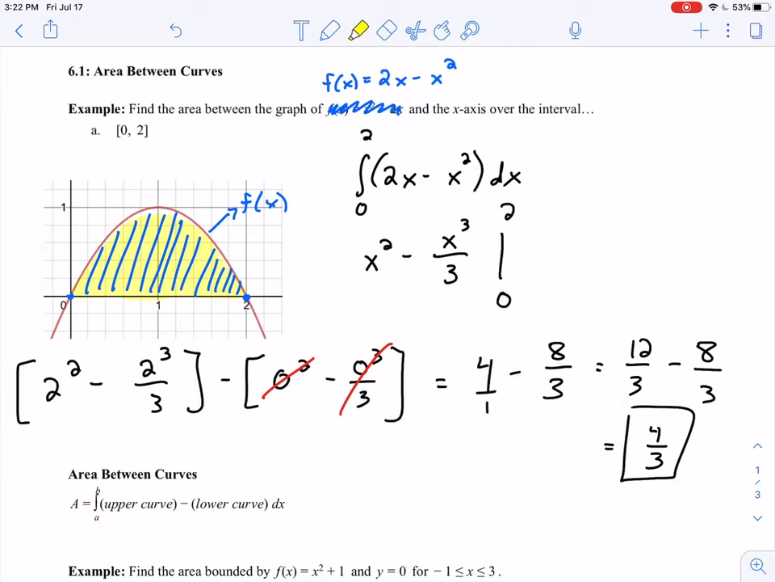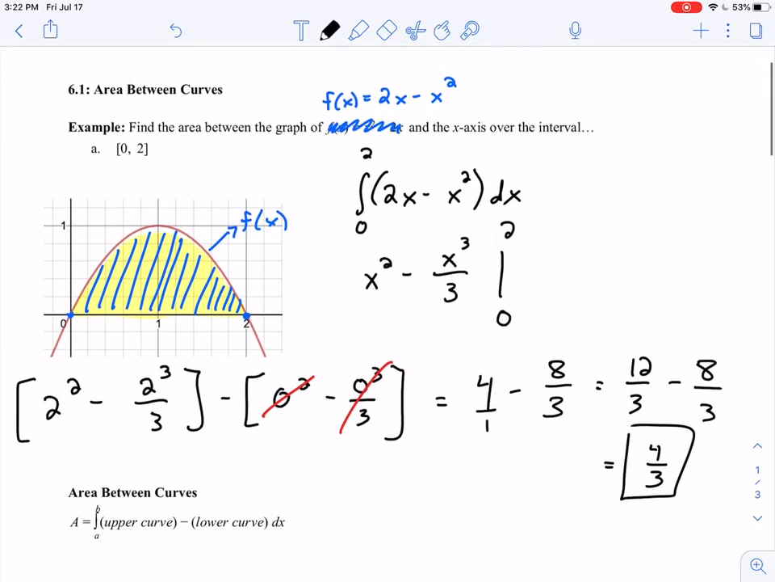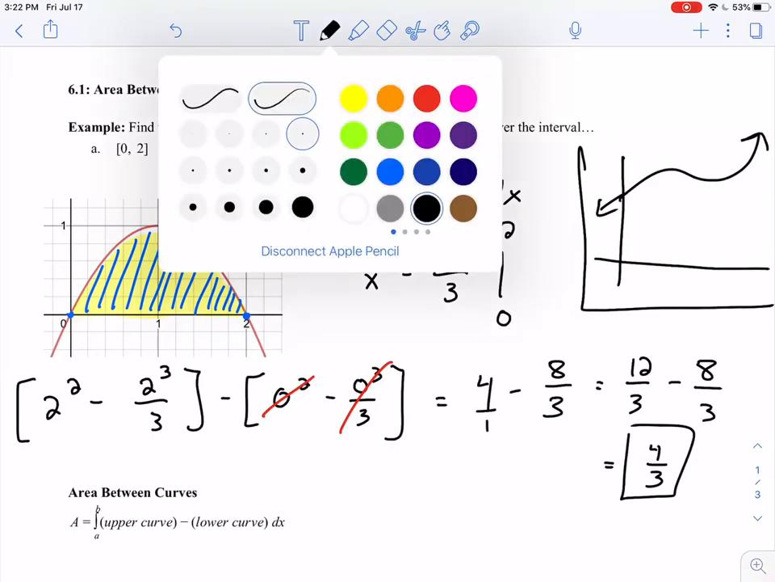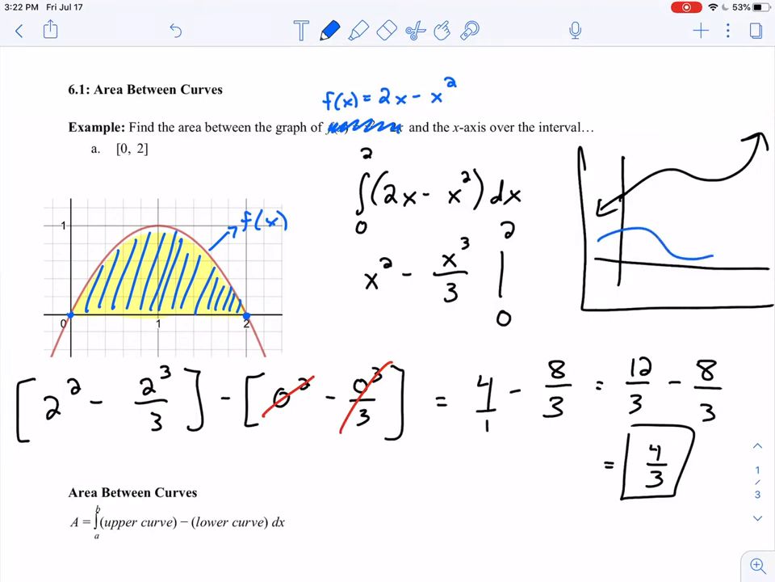If we were to draw this out, let me see if I can find space. Let's just do that right here. I'll draw in what we're talking about. Let's say here is my x-axis. Let's say here is my upper curve, and here the blue function, this will be my lower curve.